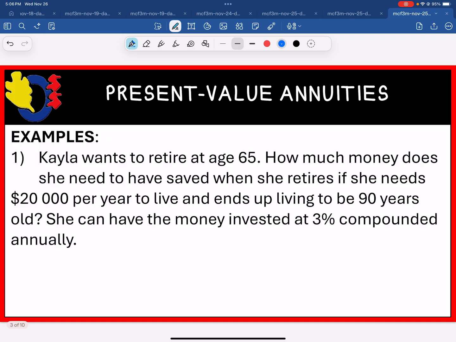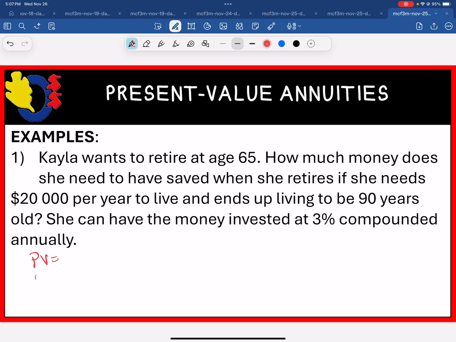Our first example, Kayla wants to retire at age 65. How much money does she need to have saved when she retires if she needs $20,000 per year to live and ends up living to be 90 years old? She can have the money invested at 3% compounded annually. Okay, so we're going to start by making our list of what we know. So we're going to decode the problem.